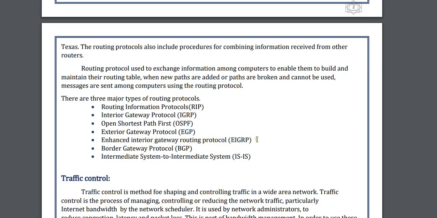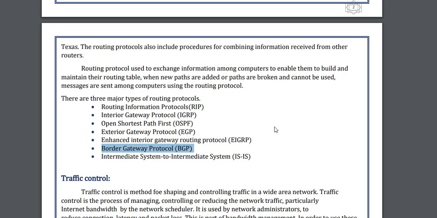Then the Enhanced Interior Gateway Routing Protocol, which stands for EIGRP. Then the Border Gateway Protocol, which is BGP, which is used between different networks. Suppose you are at your home and your router is A, and your friend's router is B. Your friend is in another country and you both are communicating with each other. So now your router needs to develop a path with your friend's router, which is B. So this is called the Border Gateway Protocol.